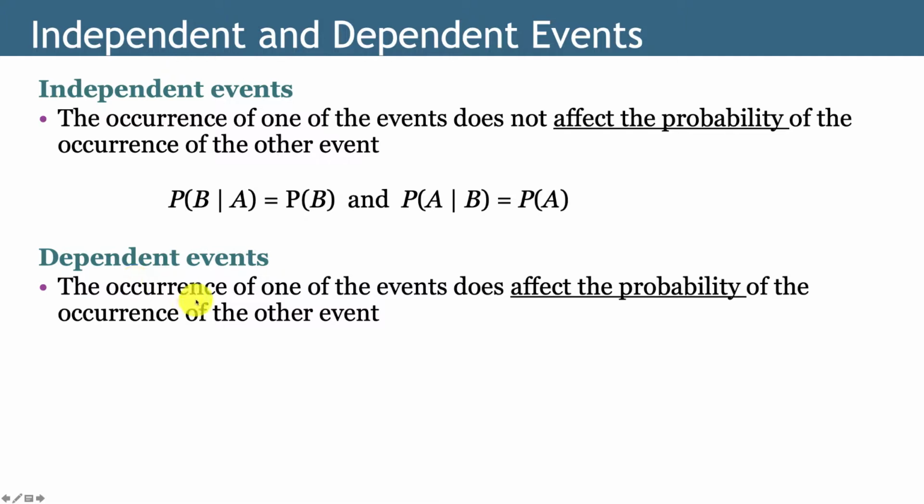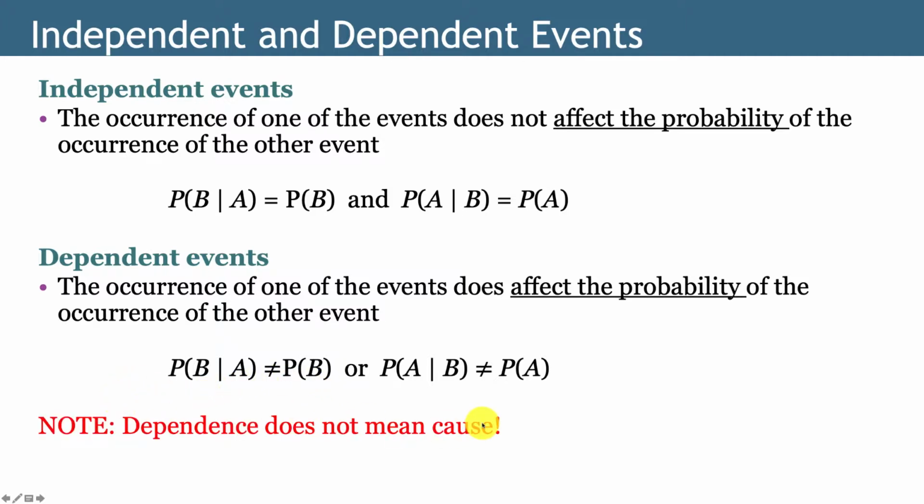Now, dependent events, they do affect the probability of each other. So given A has happened, that affects the probability. So it's not equal to just B. B has been affected. It's not the same. And vice versa over here. So an example of this, now another thing though, dependence does not mean cause. It does not mean certainty.